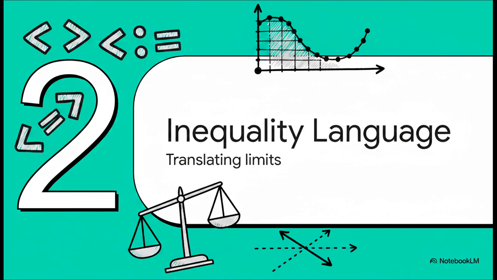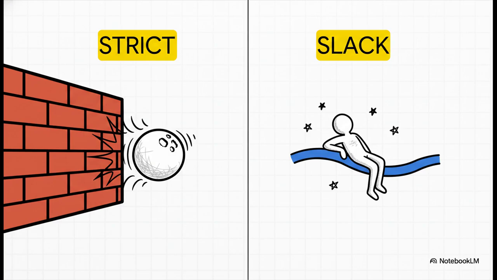Section 2. The language of inequalities. Translating limits into algebra. So, how do we actually talk about these constraints mathematically? Well, we need the right vocabulary to translate these real-world limits into algebra. And we basically categorize these constraints into two main buckets. First up, we have strict inequalities. These use the less than or greater than symbols. You can think of a strict inequality like an absolute brick wall. You can get super close to it, but you absolutely cannot touch it.